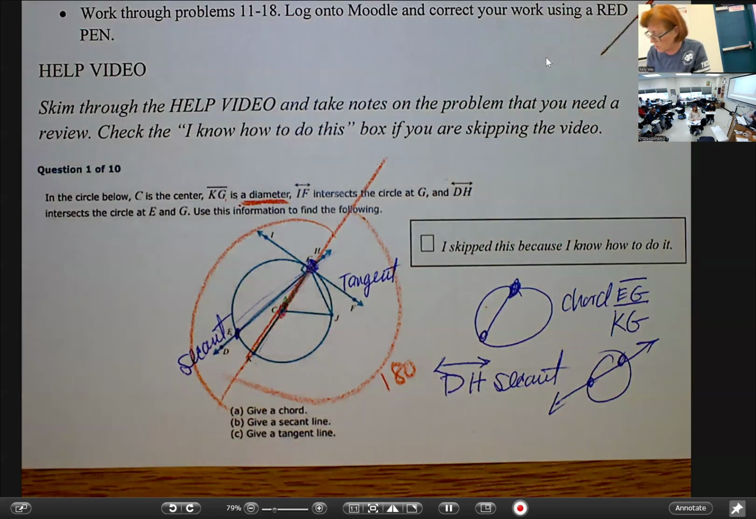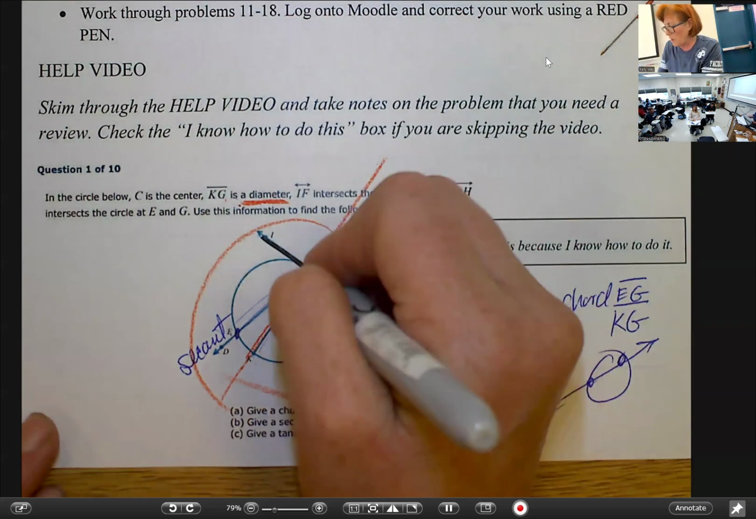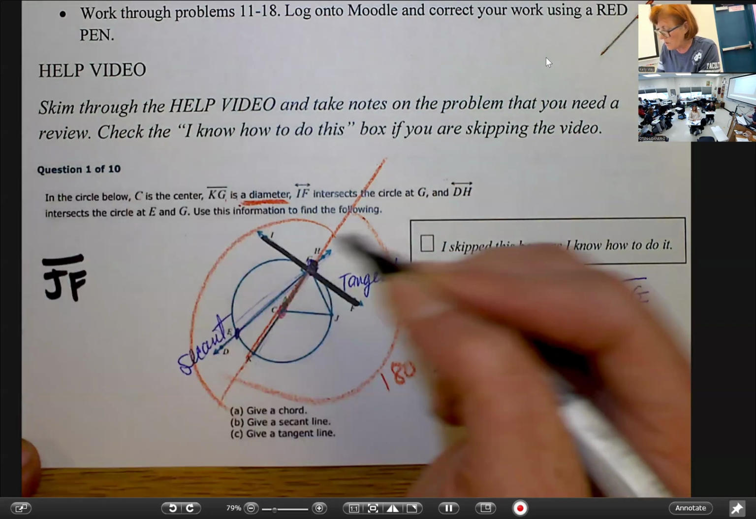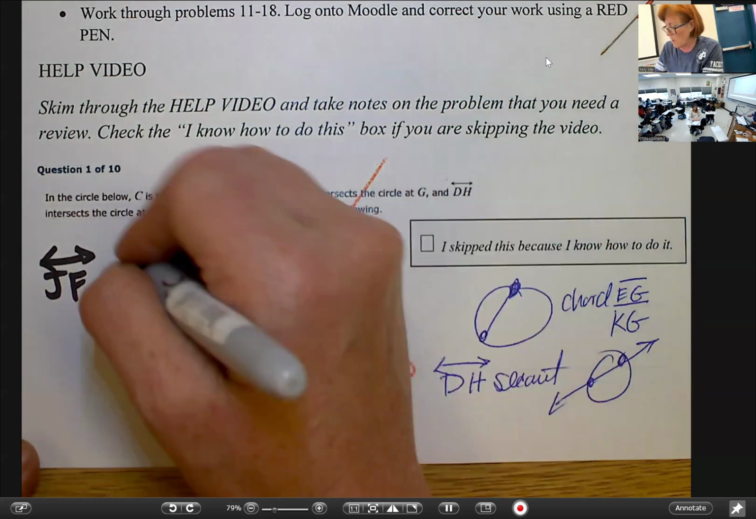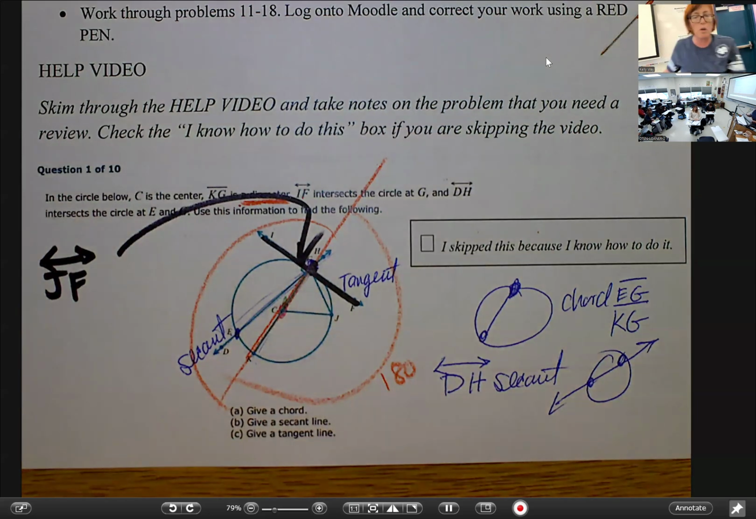Tangent means to touch. So the tangent line would be like J to F. Trace that. That is a tangent, and it's a line, and it means to touch at a single point. So that's a tangent. Tangent means to touch.